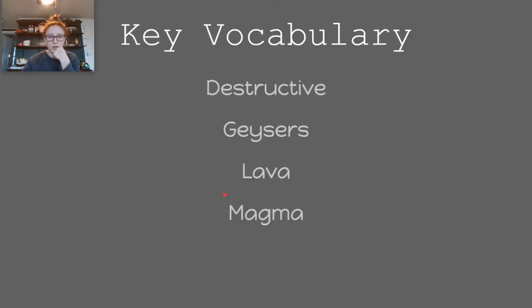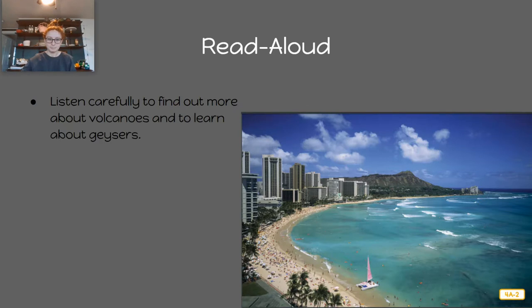Let's see. Remember, our key vocabulary, we have destructive, geysers, lava, and magma. Listen carefully to find out more about volcanoes and to learn about geysers. Hawaii. I just love this picture. The land is beautiful, the people are friendly, the weather is perfect, and the surfing is terrific. Personally, however, my favorite part of Hawaii is the volcanoes. If you like volcanoes, and all geologists do, then there is really no better place than Hawaii.